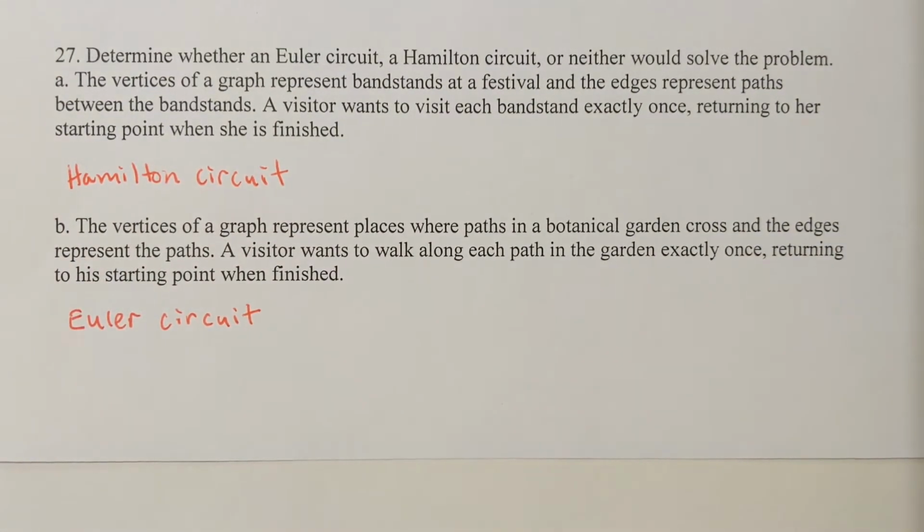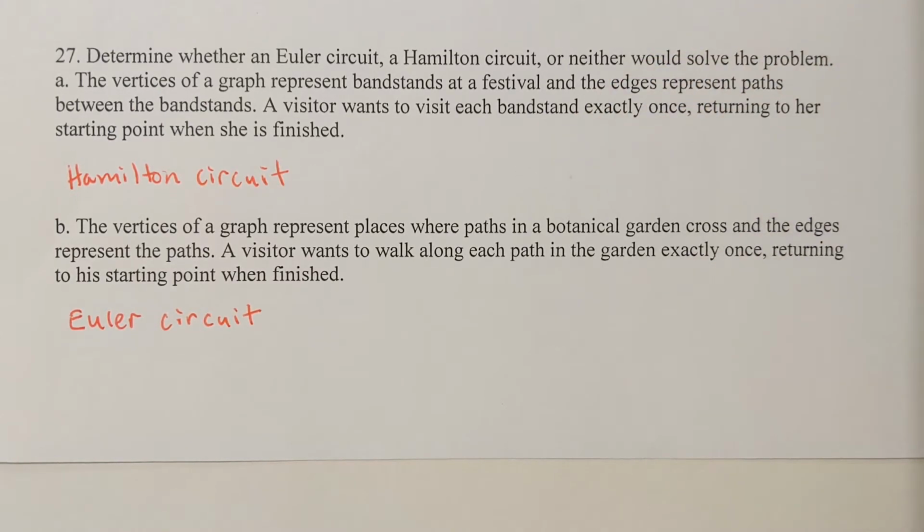Problem 27. Determine whether an Euler circuit, a Hamilton circuit, or neither would solve the problem. Part A. The vertices of a graph represent the bandstands at a festival, and the edges represent paths between the bandstands. A visitor wants to visit each bandstand exactly one time, returning to her start point when she is finished. So that would be an example of a Hamilton circuit. She's going to visit each bandstand exactly one time, and we don't care about all the edges that go from one bandstand to the other.